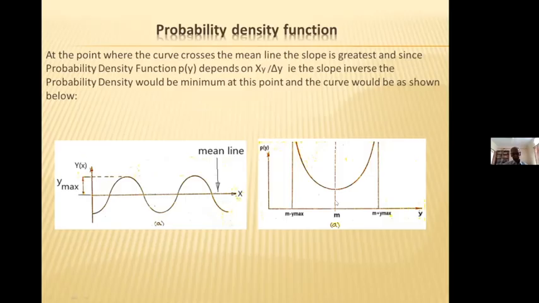So if we take the y max and y mean, the two ends, and plot the probability density function, then we'll see that it is minimum at the mean. So it will be something like this. And this can be achieved very simply by looking at the definition of probability density function and integrating it. So this is a useful way of defining a periodic function obtained in machining process.